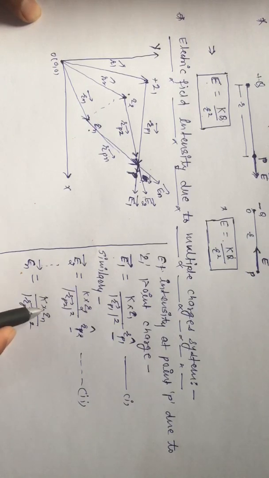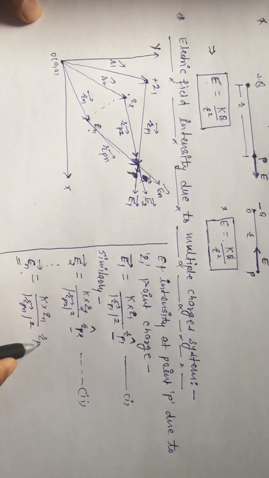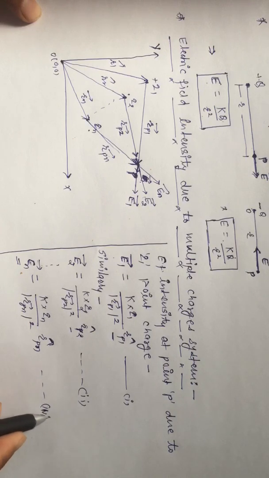This is only the magnitude, which is not the correct expression for the En vector. A vector quantity needs magnitude as well as direction. What about the direction? The direction of the En vector is along Rpn cap. Rpn cap is the unit vector which explains the direction. This is equation third.